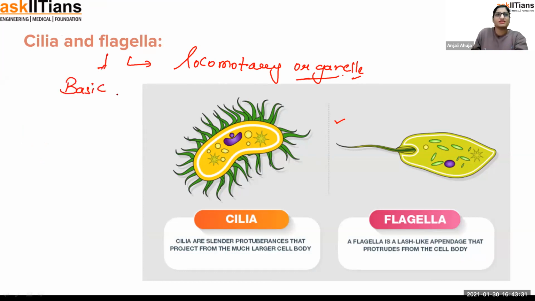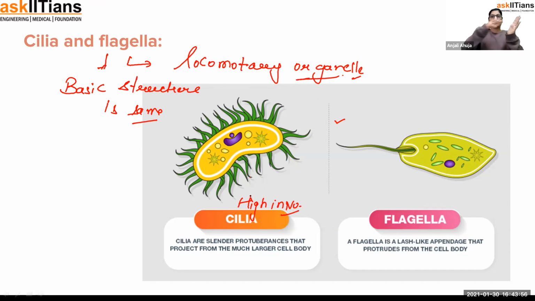They're made up of proteins. The basic structure of flagellum is the same, but the location they are present is different, and even the function is the same. So if you see cilia, they used to be present in high number, like hundreds, 200, 1,000 in the cell, and they beat in a synchronized movement, beating and beating, and that's how they help in movement.